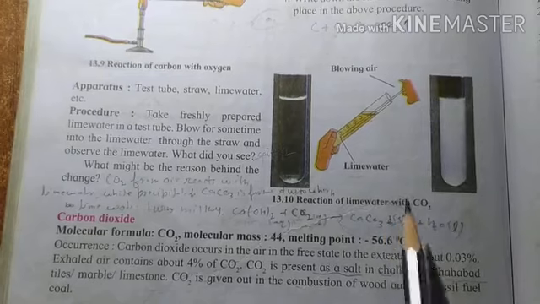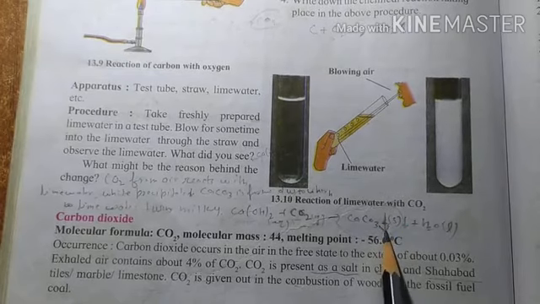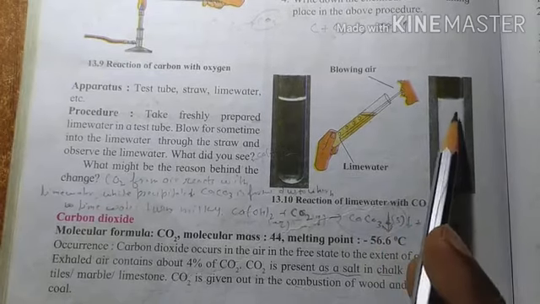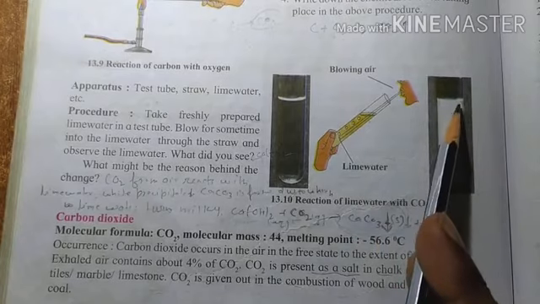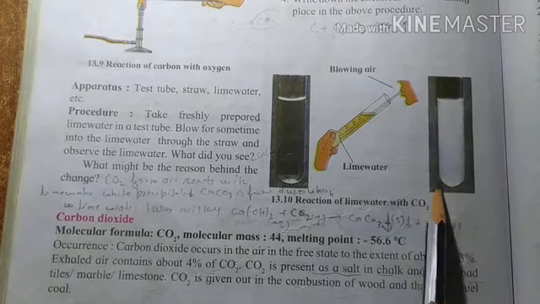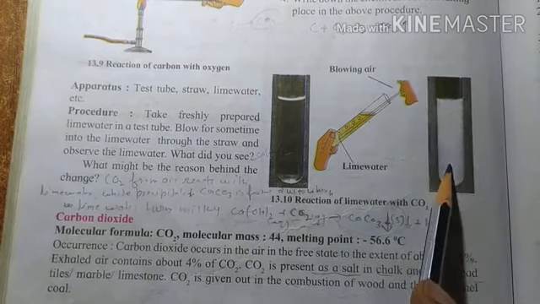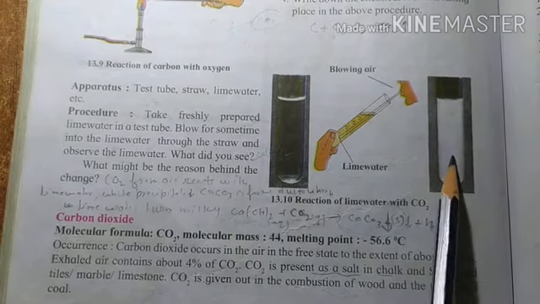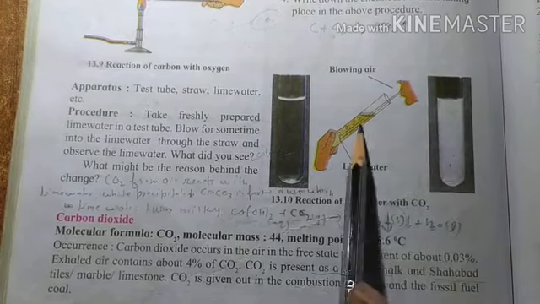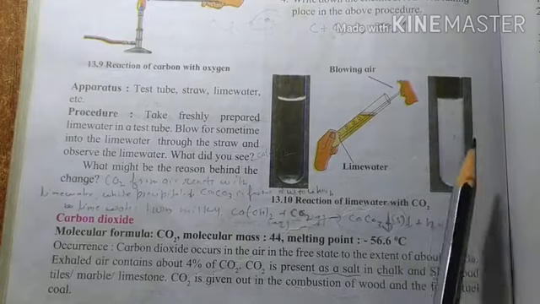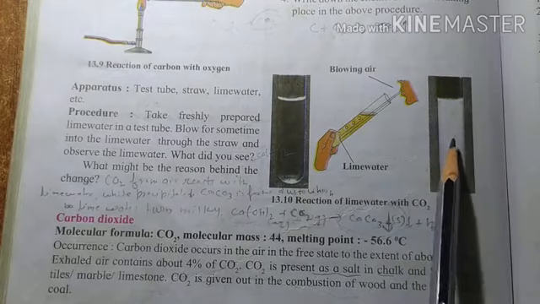So I have shown here the arrow downside. If you leave it for some time, the precipitate will settle down here, and this whole part will be colorless. I will show you in the lab all the chemicals we have.